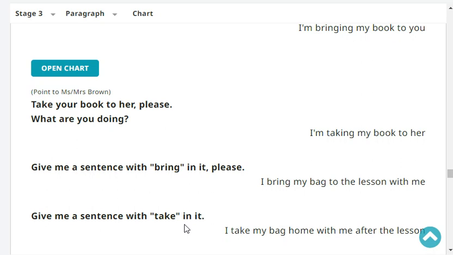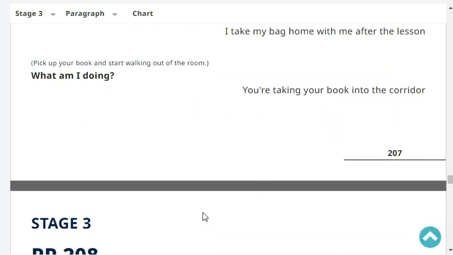Give me a sentence with the word take in it, please. I take my bag home with me after the lesson. Very good.